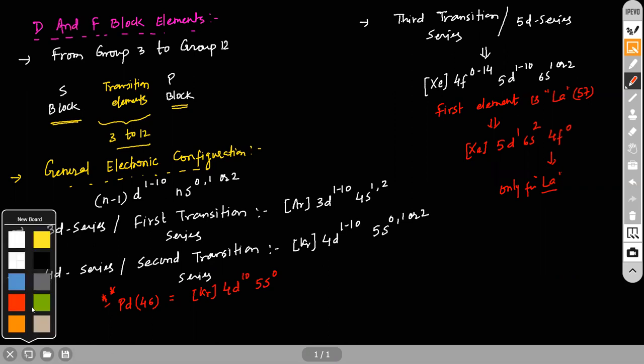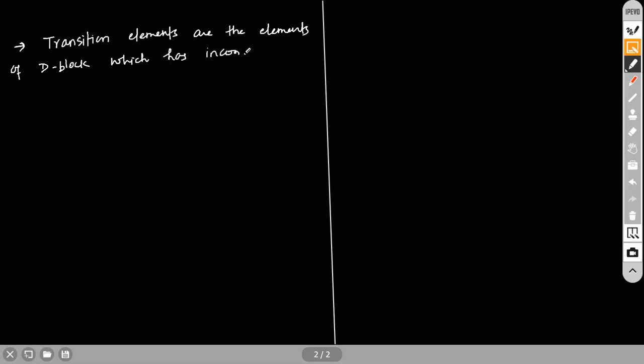So write down the next line. Transition elements are the elements of d block which have incomplete d orbitals.